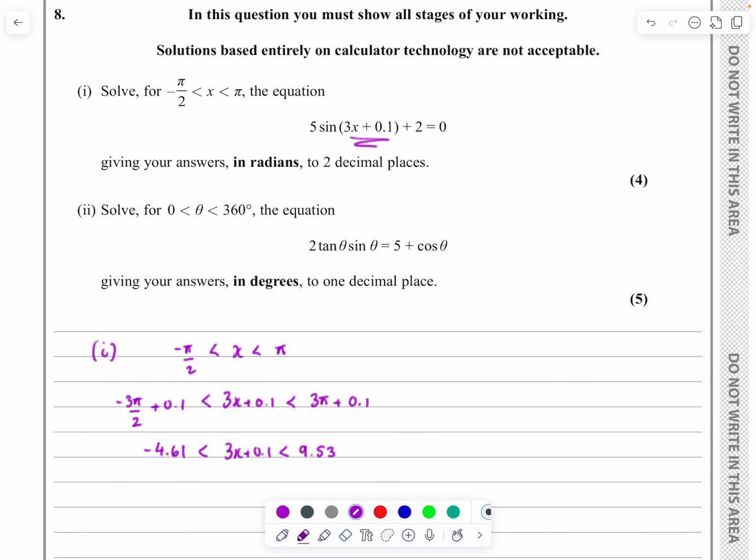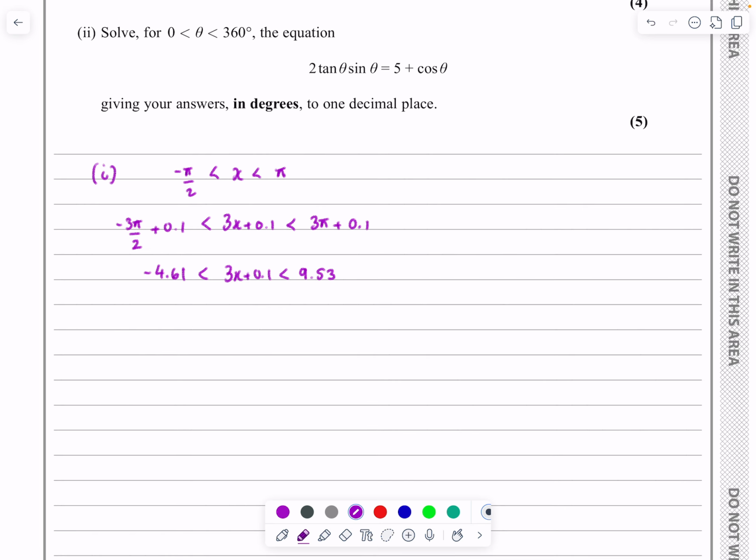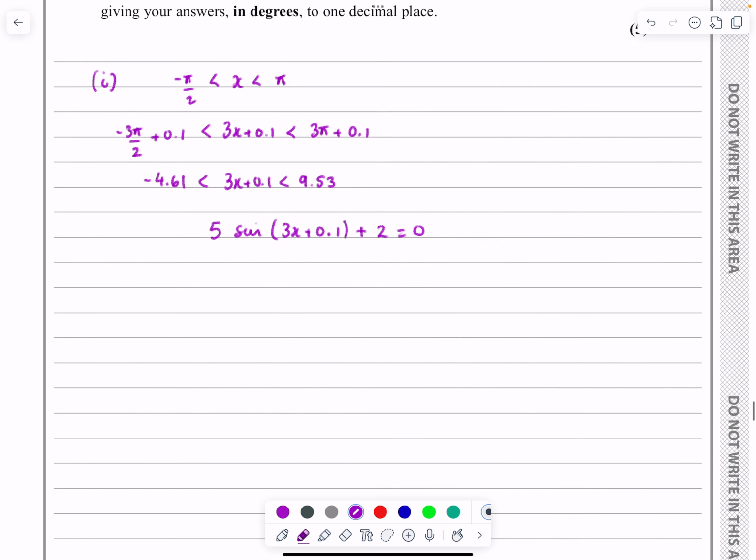The question says 5 sine(3x + 0.1) + 2 = 0. So I now just need to solve this, just rearranging. 5 sine(3x + 0.1) is equal to −2, which means that sine(3x + 0.1) is equal to −2/5. I want to find all the solutions to that.